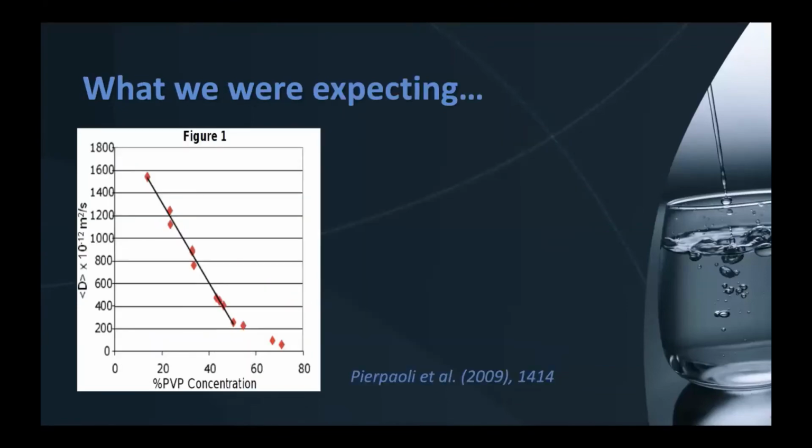This is a graph taken from the Pierre-Pauli abstract. As you can see, we have an inverse proportion between PVP concentration and diffusivity. Of course, as I said before, imagine PVP as being an obstacle inside a room. If the room is filled with 50%, the diffusivity would be very low. If the obstacle is just 10%, then the diffusivity would be very high. Water molecules have room to move around the room itself.